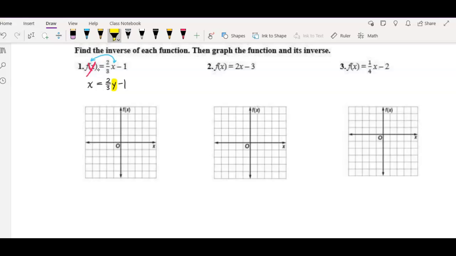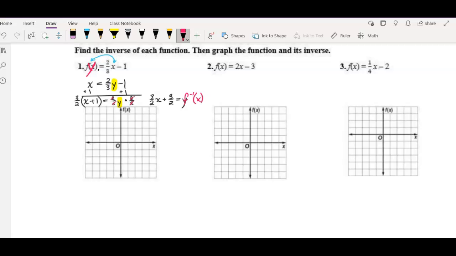And then finally, we solve for y. So to solve for y, I need to add 1 to both sides. x plus 1 equals 2/3 y. Again, I'm trying to solve for y. I want to get y by itself. So the last thing I need to do is multiply by 3/2 on both sides, because that will eliminate the 2/3. So now we have 3/2 x plus 3/2, I get that by distributing on the left side, equals y. And the last step that's not really officially listed there is to replace this y with f inverse of x. That's just function notation for inverse.